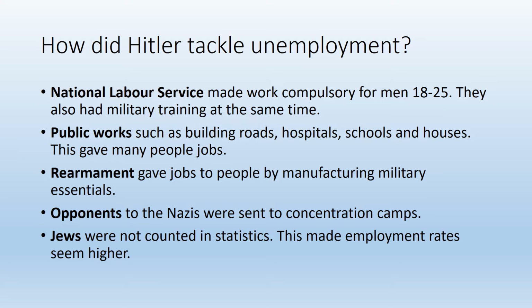Now, how did Hitler tackle unemployment? So here are the things, again, that he did. The National Labor Service, this made work compulsory for men between the ages of 18 and 25. And they had military training simultaneously as they were doing jobs. Public works such as building roads, hospitals, schools, houses, these were all things that Hitler knew Germany will need at some point or another. So why not use the Great Depression to his advantage? Why not make these buildings now so they can be used when the Depression is over?